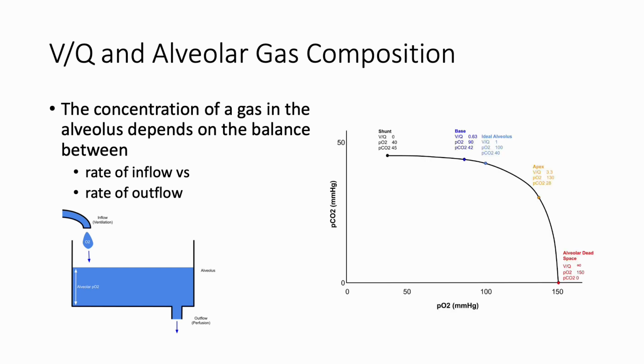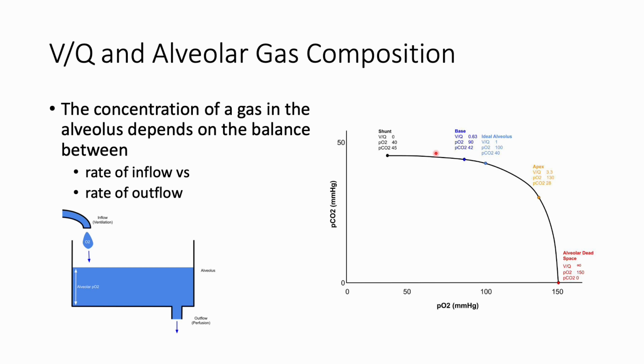This is a diagram that you should be able to reproduce in the exam, and it illustrates the relationship between VQ ratios and the alveolar gas composition. If we start with our ideal alveolus with a VQ ratio of 1, a PO2 of 100 and a PCO2 of 40, let's first consider what would happen if there was some process that was reducing the ventilation. Well, that would mean that the VQ ratio is reducing, and if there's less inflow of oxygen and less outflow of CO2, then the PO2 will decrease and the CO2 will increase.